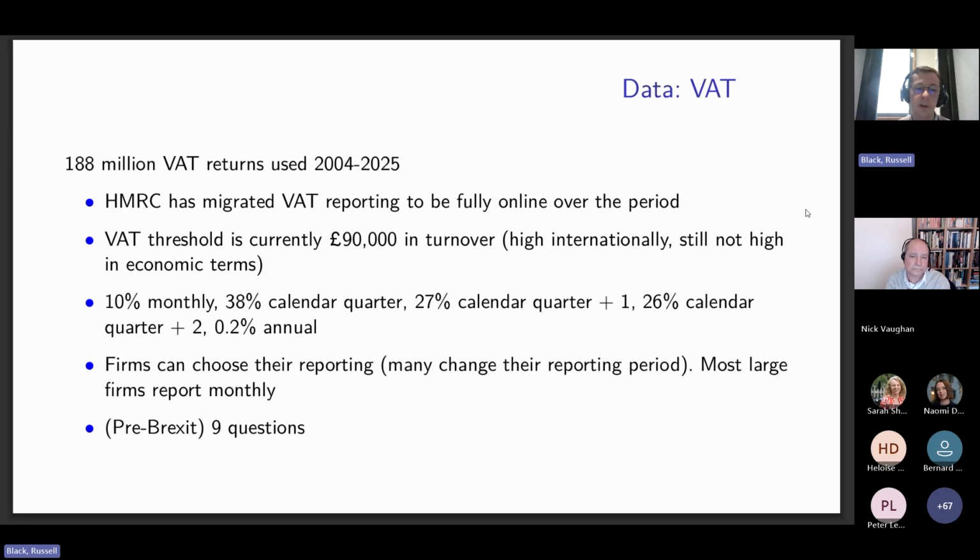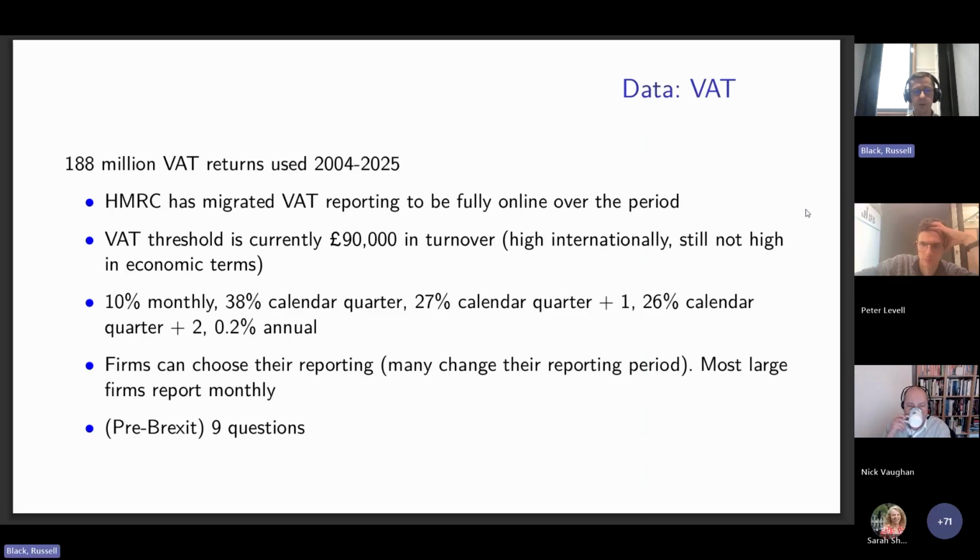The VAT data is reported at high frequency. So 10% of firms report monthly. The rest basically report quarterly. You don't have to report calendar quarters. You can report for any quarter you like. So it's either monthly or quarterly data.